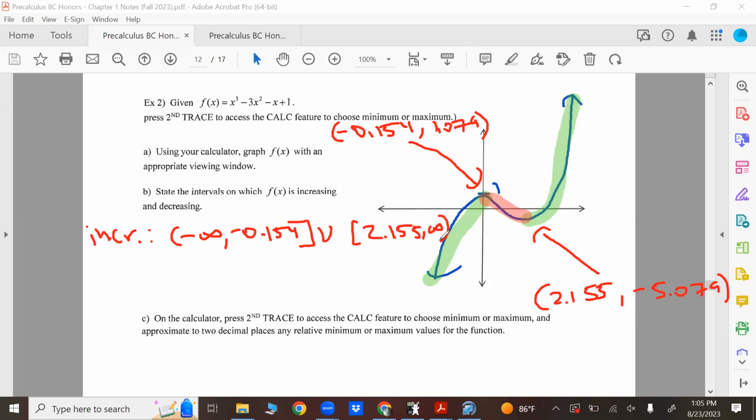Why do I not put brackets around infinity? What is infinity? I don't know, right? You can't reach it. It's an unattainable number, right? It's this abstract idea. Decreasing, you're between two numbers clearly. Negative 0.154 and of course 2.155.